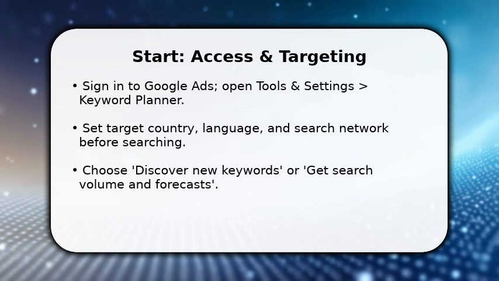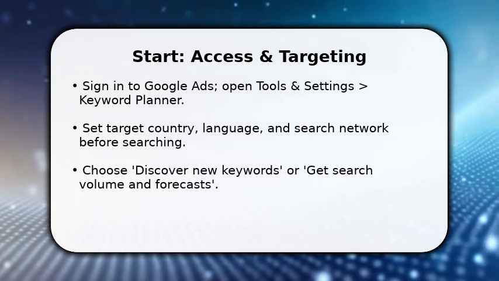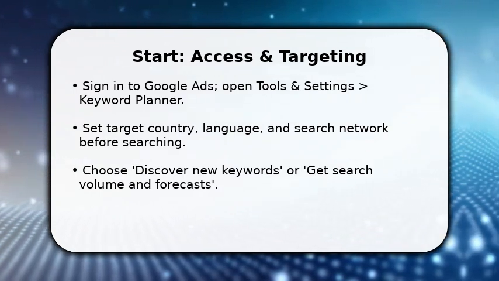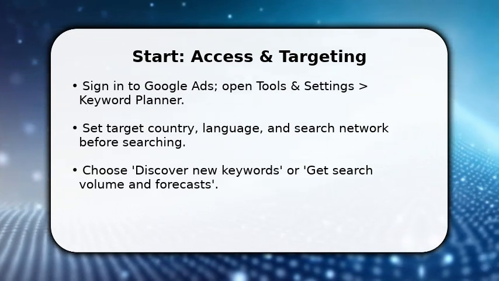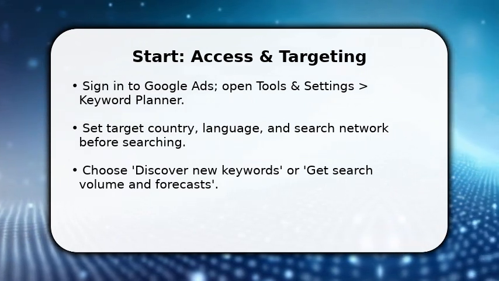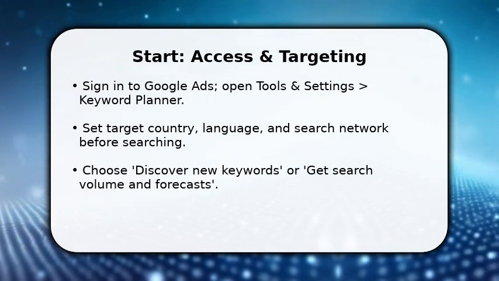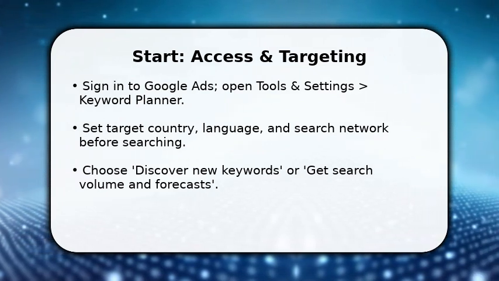You're signed in and at Keyword Planner. Now target your market. First, pick the correct account and immediately set country, language, and search network so results match your audience. Once done, decide which mode you need: discover new keywords to expand ideas, or get volume to validate a list. This focus saves time and prevents irrelevant keywords from cluttering results. It also affects volume and competition metrics you'll use next.